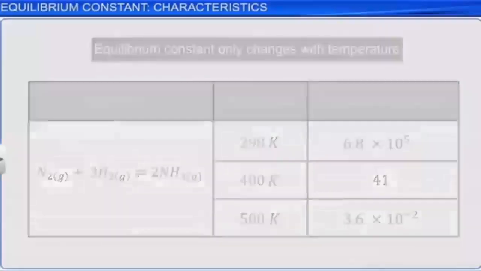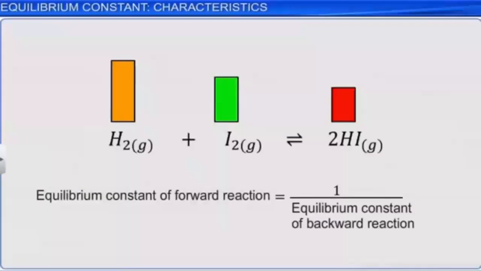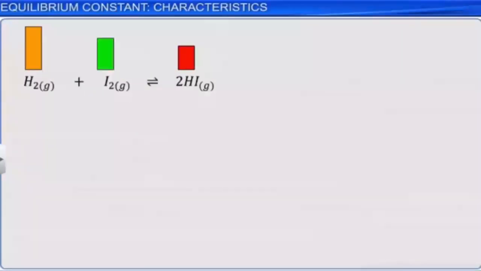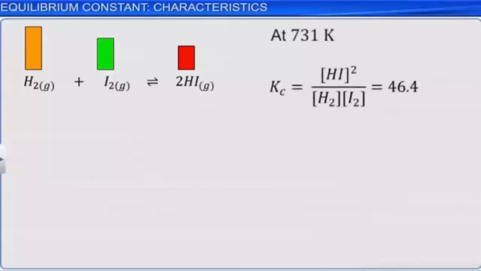The equilibrium constants of a forward reaction and its backward reaction are reciprocals of each other. For example, the equilibrium constant for the reversible reaction of gaseous hydrogen and gaseous iodine to form gaseous hydrogen iodide at 731 Kelvin is 46.4.